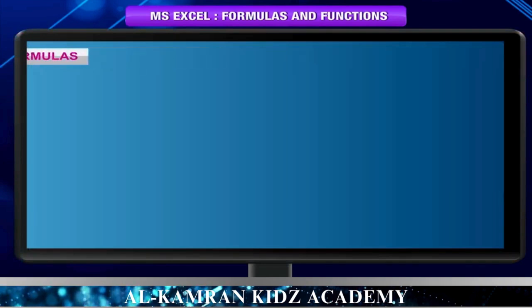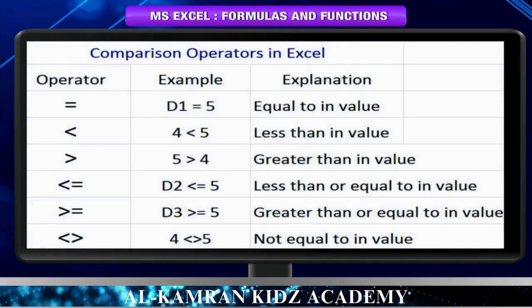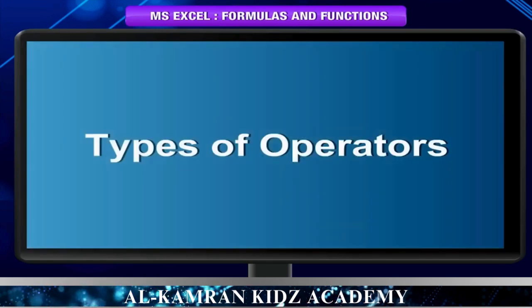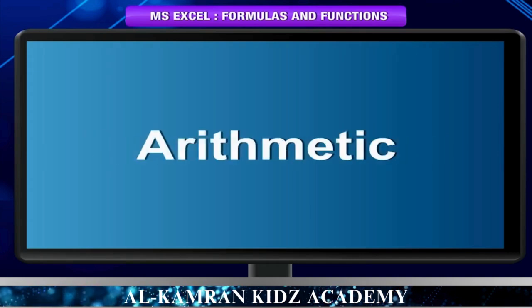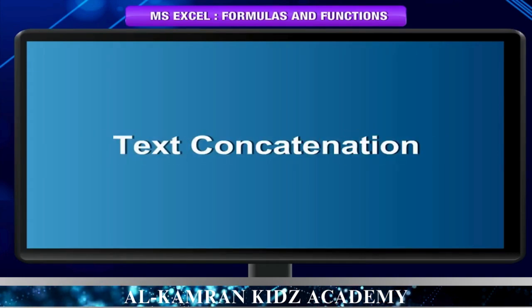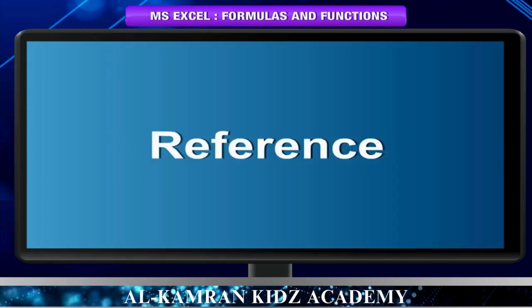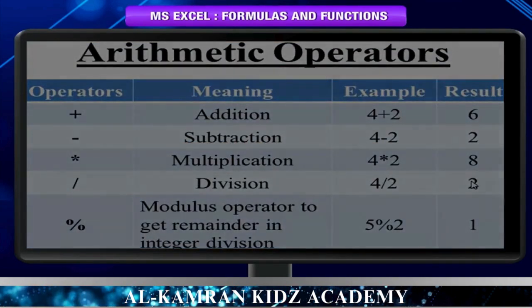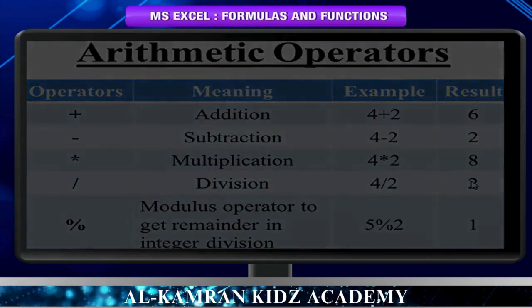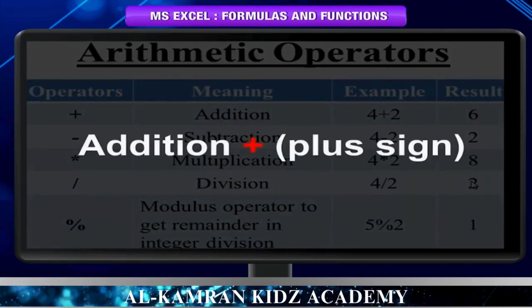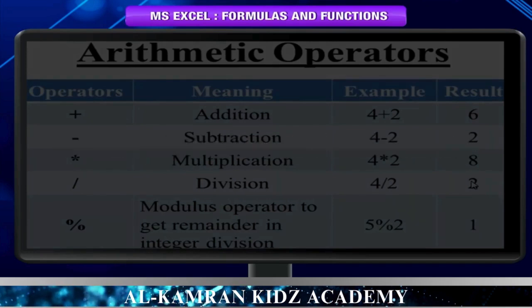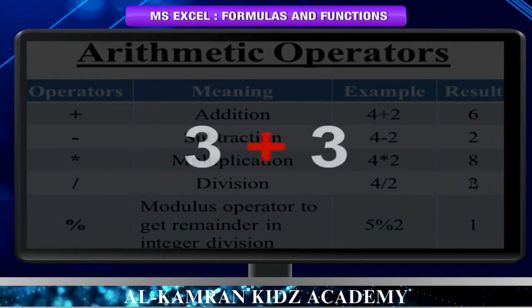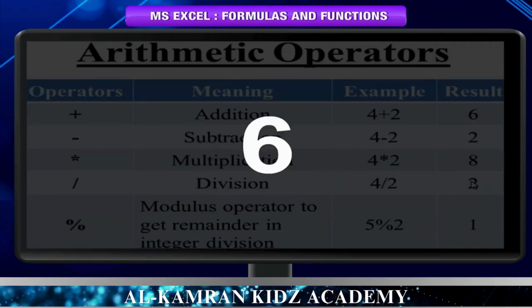Operators in formulas. Operators specify the type of calculation that you want to perform on the elements of a formula. Types of operators. There are 4 types of operators: arithmetic, comparison, text concatenation, and reference. Arithmetic operators. To perform basic mathematical operations, use these arithmetic operators, such as addition, subtraction, multiplication, division, etc. They combine numbers and produce numeric results.